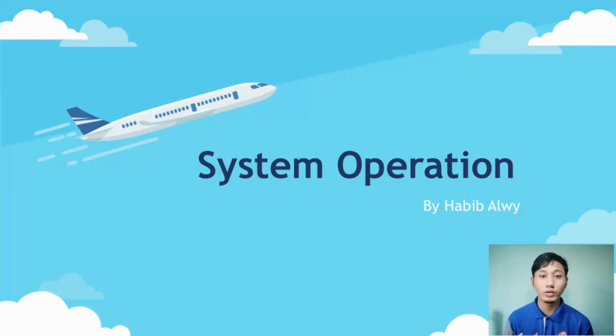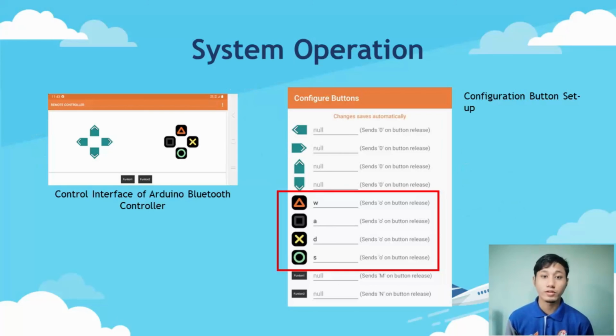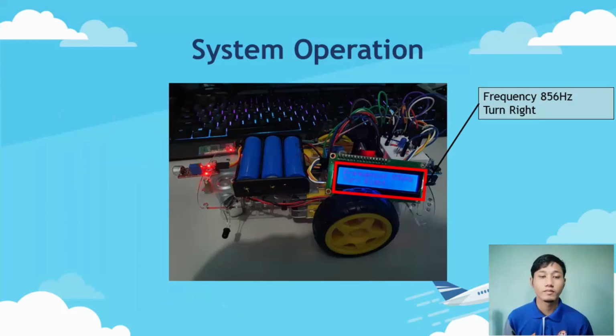So how do we control and measure our system? For controlling the car, we use the Arduino Bluetooth controller by sending serial commands via the Bluetooth module at 9600 baud rate. The controller buttons are set up as W, A, S, D, and O. For example, when the triangle button representing W is pressed, the car will move forward, and when the button is released, it will stop immediately.